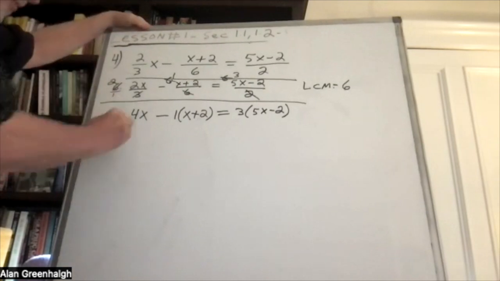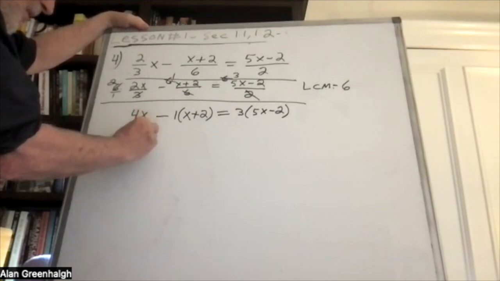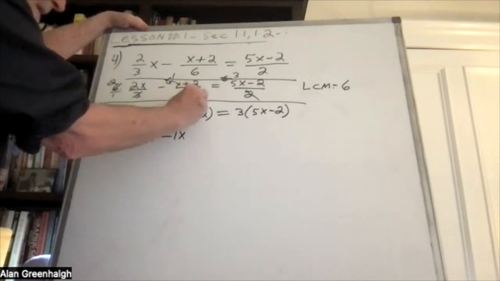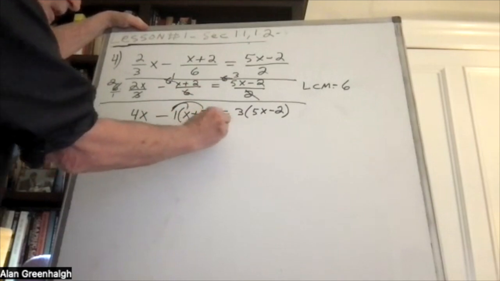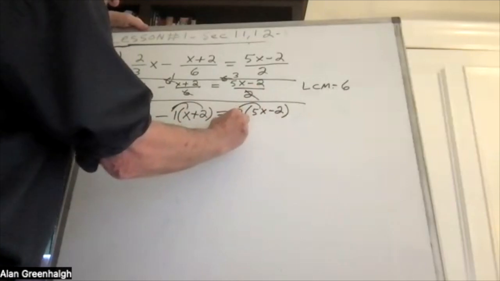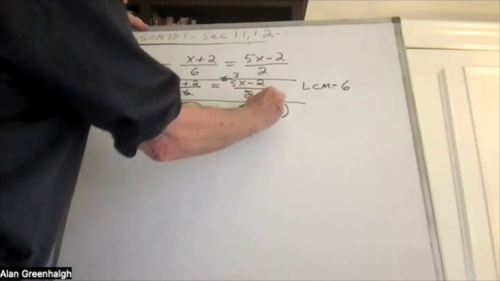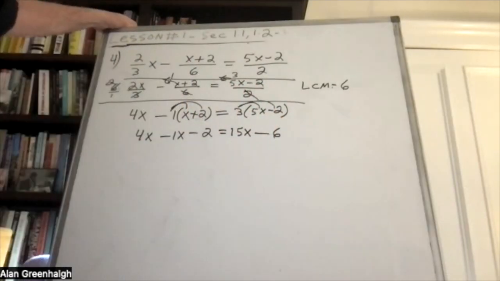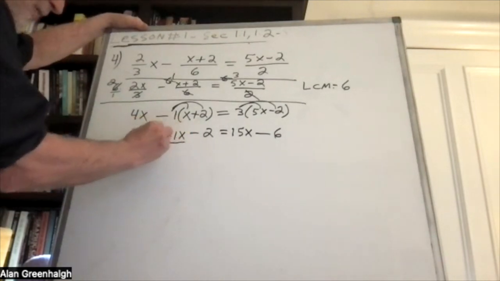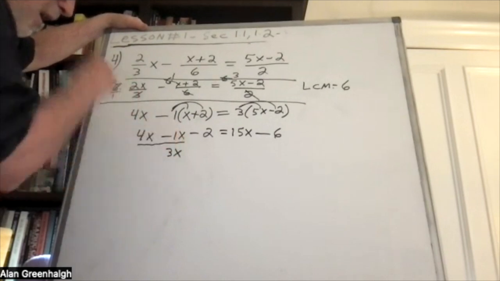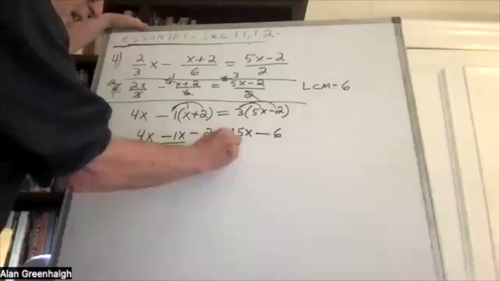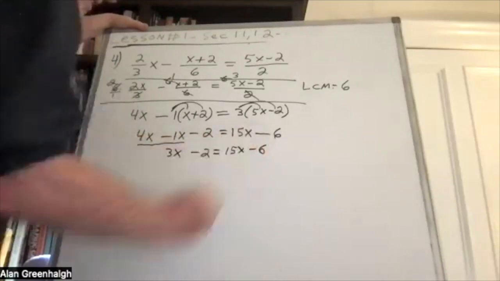Okay, now 4x, negative 1x, negative 2 equals 15x, negative 6. All right, so what we want to do now is combine like terms. So 4x minus 1x is 3x. Minus 2 equals 15x minus 6.